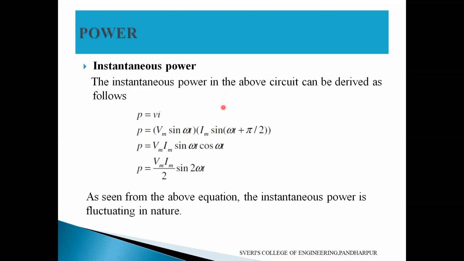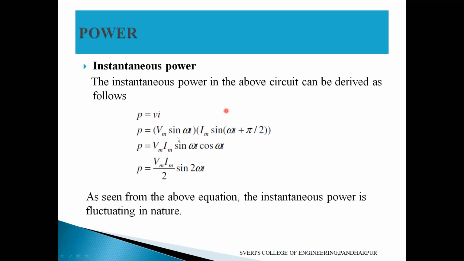That is, we know the instantaneous current equation, we know the instantaneous power equation. Then P, the instantaneous power, equal to the product of instantaneous voltage and instantaneous current. So P equal to VI I will use here now. This V we know from equation 1, we can write Vm sin omega t. And the I value also we have derived, that is equation number 2, that is Im sin omega t plus pi by 2. So both equation 1 and equation 2 I will substitute in the instantaneous power equation.